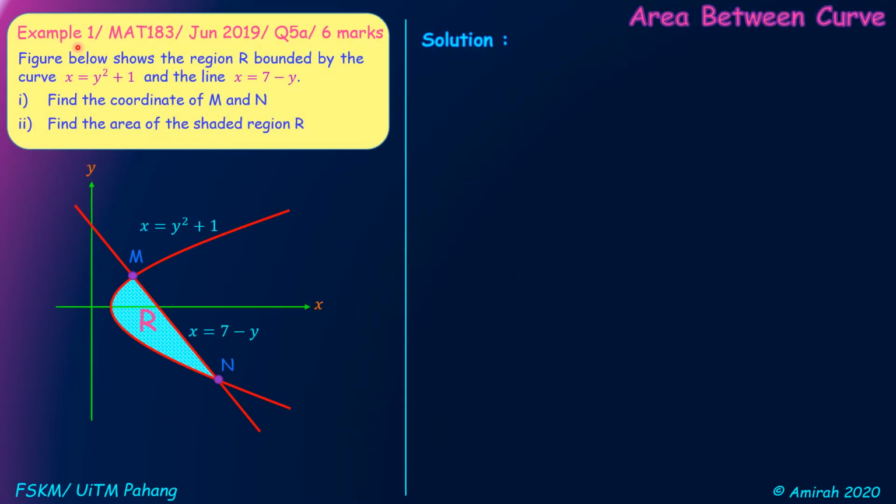Alright, now we look at example 1 from the previous semester papers. Figure below shows the region R bounded by the curve x equals y squared plus 1 here, and the line x equals 7 minus y, okay, here. Number 1, find the coordinate of M and N here. And then number 2, find the area of the shaded region R, means area of this. Alright, first we look at number 1. Find the coordinate of M and N.